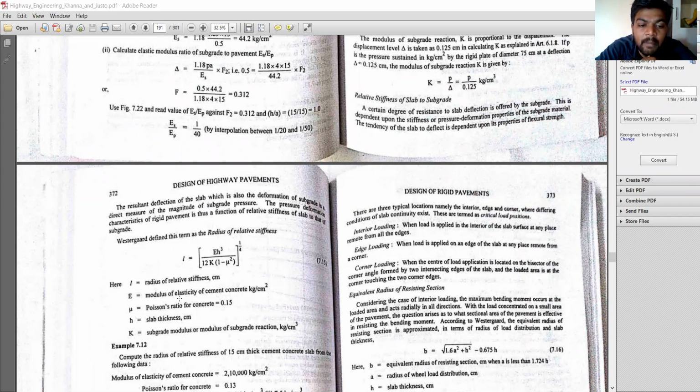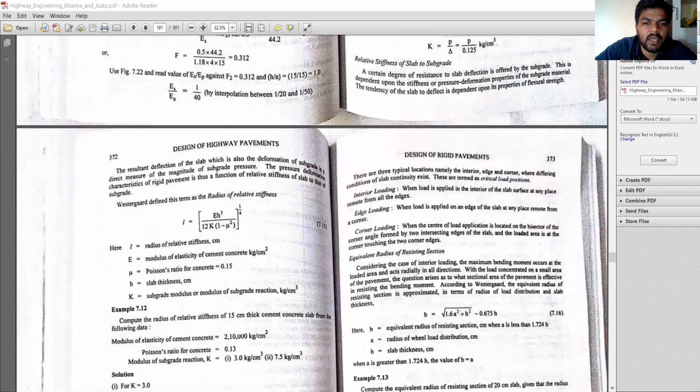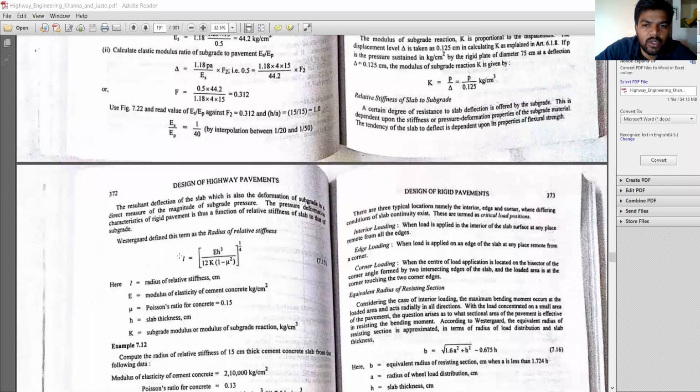Next, K is the modulus of subgrade reaction of the lower layer, the subgrade layer. Hence there will be relative stiffness between the lower layer and the cement concrete layer. This K is given in kg per centimeter cube, because kg per centimeter square is divided again by a length, centimeter. So the unit will be kg per centimeter cube. I hope these two equations are understood: one is modulus of subgrade reaction K, and another is radius of relative stiffness.